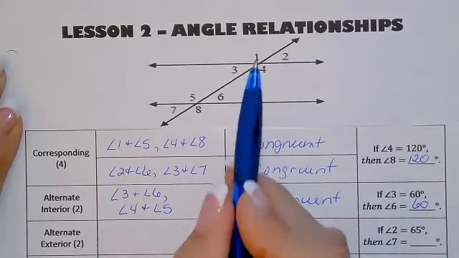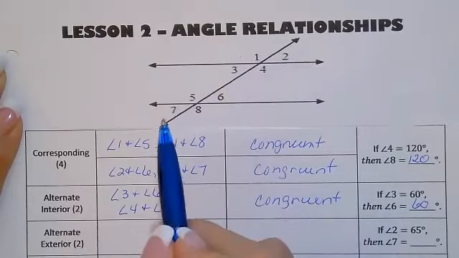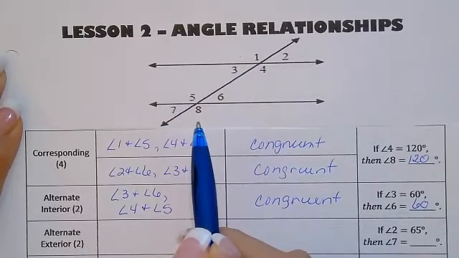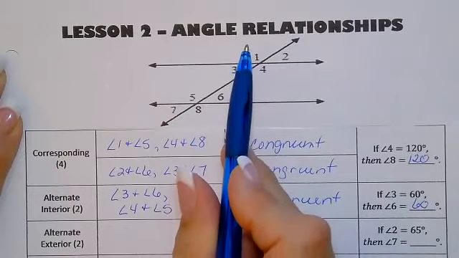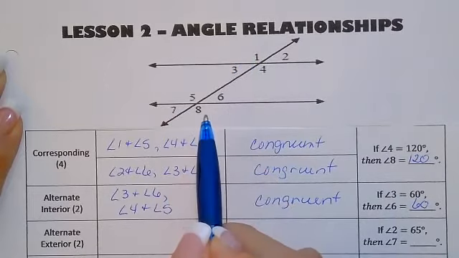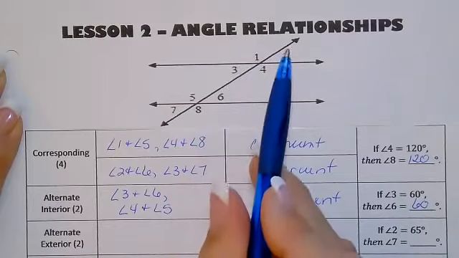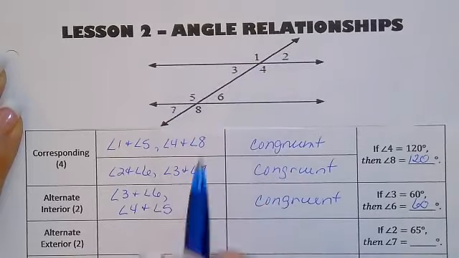Alternate exterior. So our exterior are outside of those parallel lines. Alternate, one is on one side of the transversal and the other's on the other. 1 and 8, and 2 and 7.